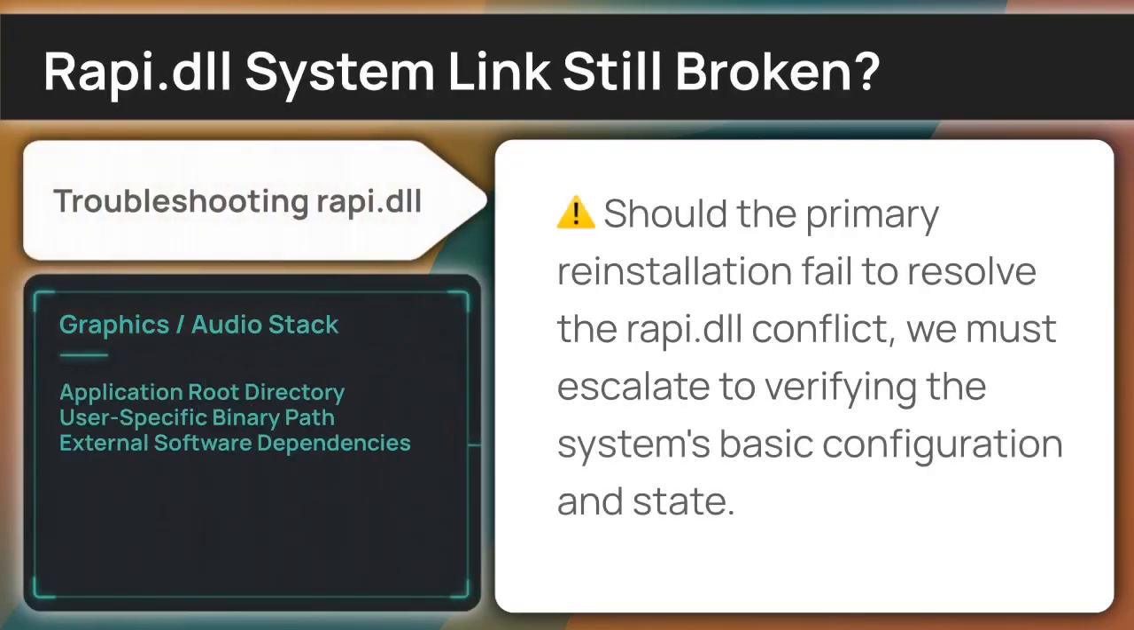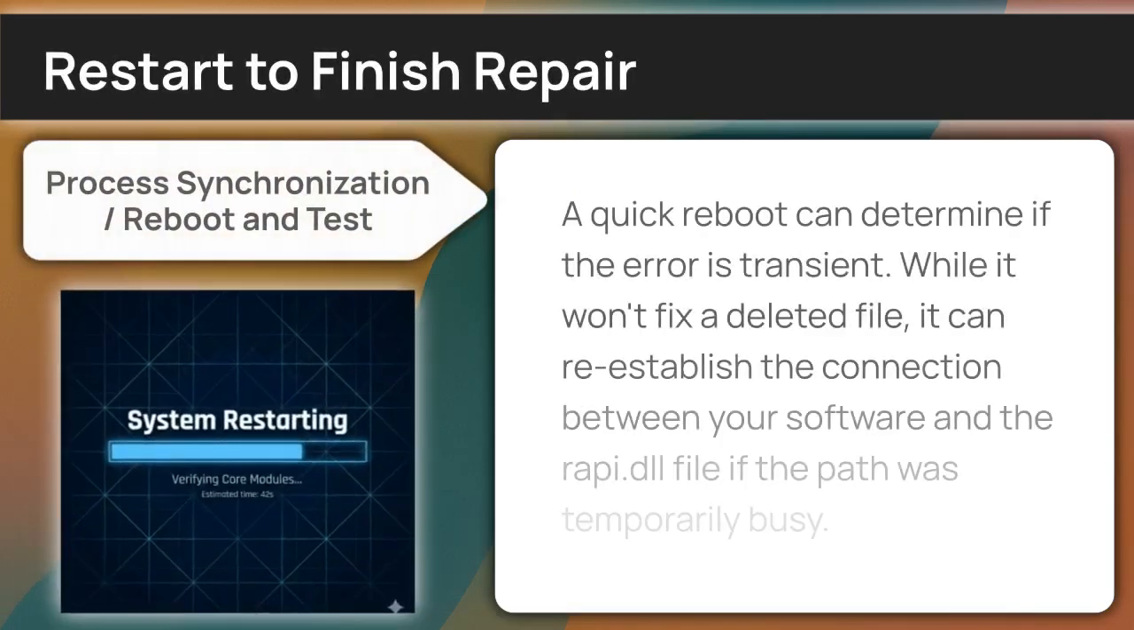When a fresh installer fails to clear the error, it typically points toward a deeper conflict within the Windows execution layer. If your system has been running for an extended period, a reboot might be necessary to resync your background processes and clear any temporary locks on the Rapi library file.